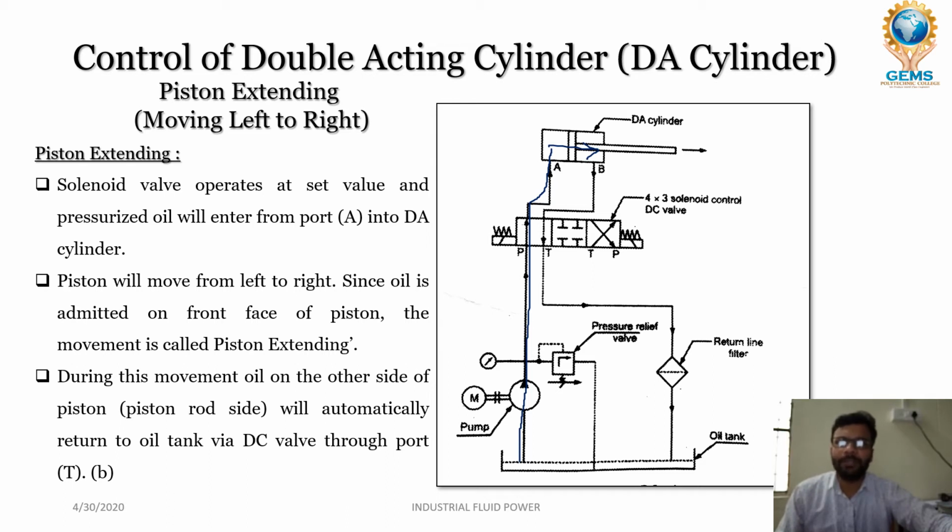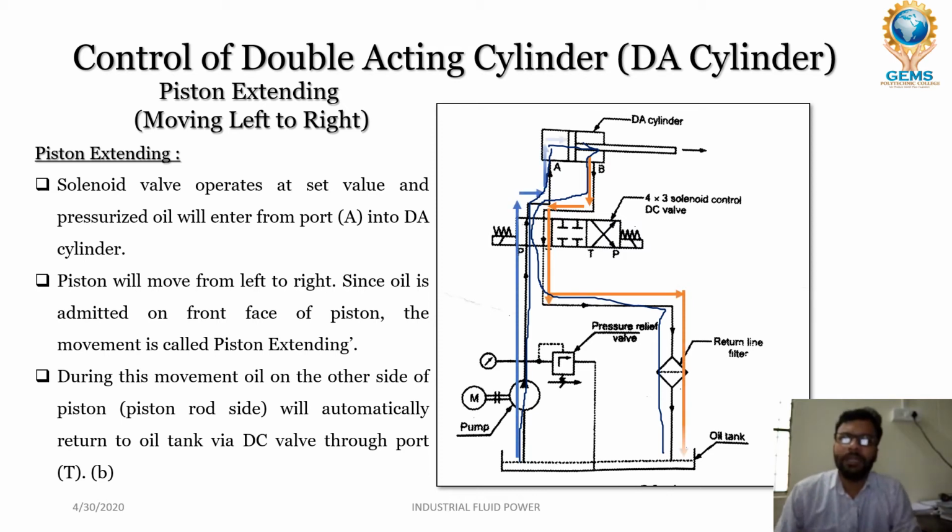and B. Okay, so here some oil is already present. That oil will come through this port B and through T, and it will come back to the returning line. Okay, so this is the piston extension. Let's see how it's working. The oil from P, it moves to A, and it will move the piston from left to right, and the return oil moves from B to T, and it's going to the reservoir. So this is the piston extension movement, or the piston forward movement, in the double acting cylinder.